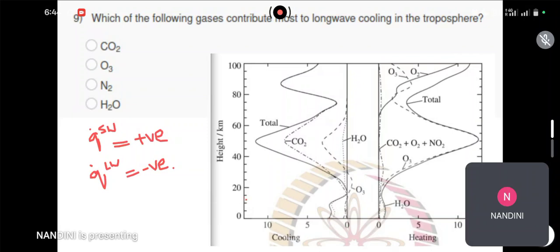If you look at the cooling profile, this dotted line is mostly driving the profile in the troposphere, and this dotted line corresponds to water vapor. So water vapor is leading to the most long wave cooling in the troposphere.